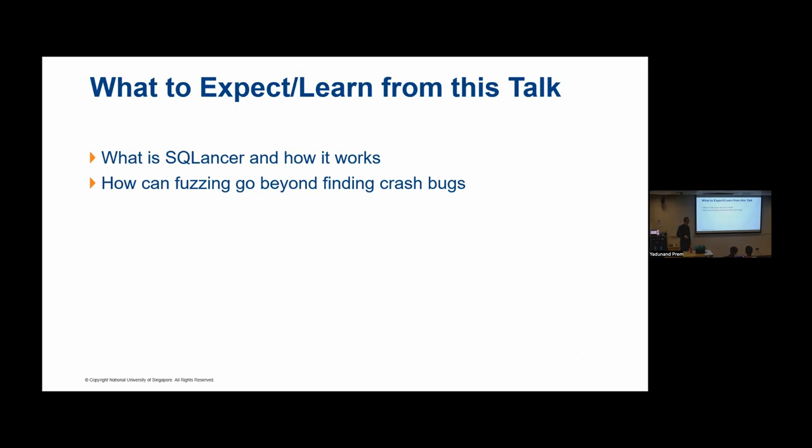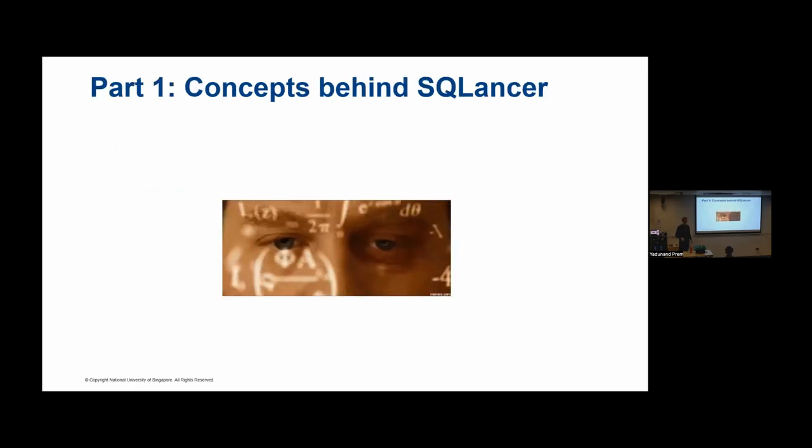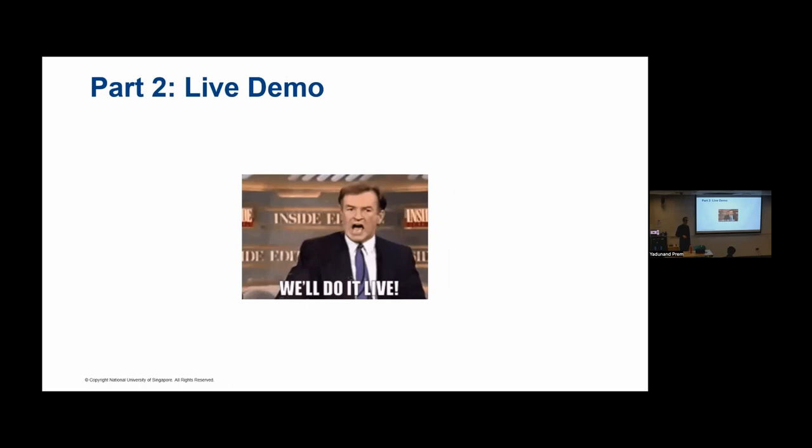What can you expect from this talk? First of all, I want to show you how SQLancer works. And then I also want to, on a conceptual level, show how fuzzing, which is the process of generating data, perhaps randomly or in a systematic way, can not only be used to find crash bugs, but also deeper kinds of bugs, namely correctness bugs. So the talk will cover two parts. The first part will be a bit on the theory behind SQLancer. And then the second part will be a live demo where I demonstrate SQLancer both from a user perspective and also from a developer perspective.